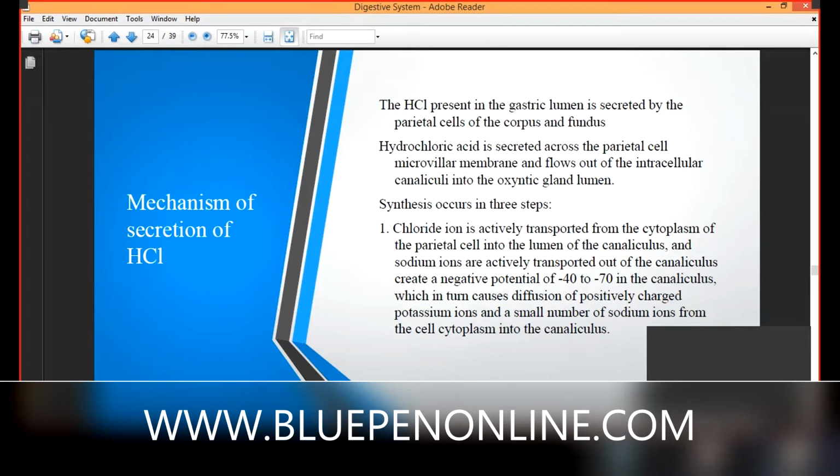So this HCl is secreted as H plus and Cl minus ions, and then they flow out to the intracellular canaliculi of this cell. The formation takes place in the microcanaliculi of this parietal cell. The H plus and Cl minus ions combine to form HCl, hydrochloric acid.